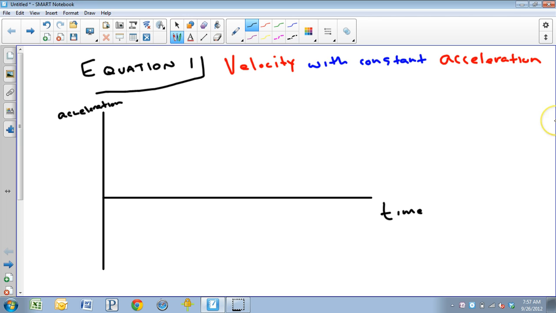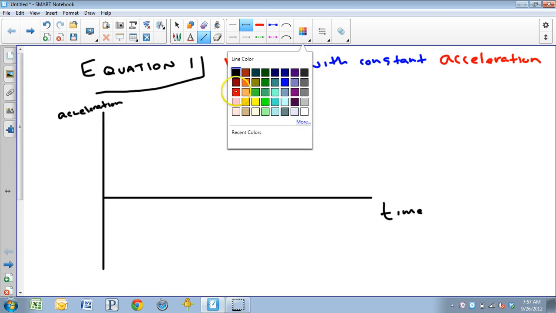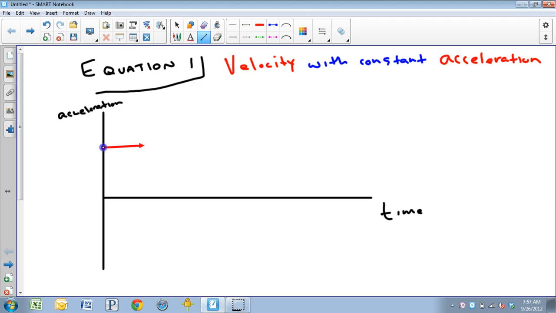So the first equation, some of you have seen this before, comes from when we look at an object that's moving with a constant acceleration. And if we were to graph this object, it might look something like this on an acceleration versus time graph. We would have a line going straight across.